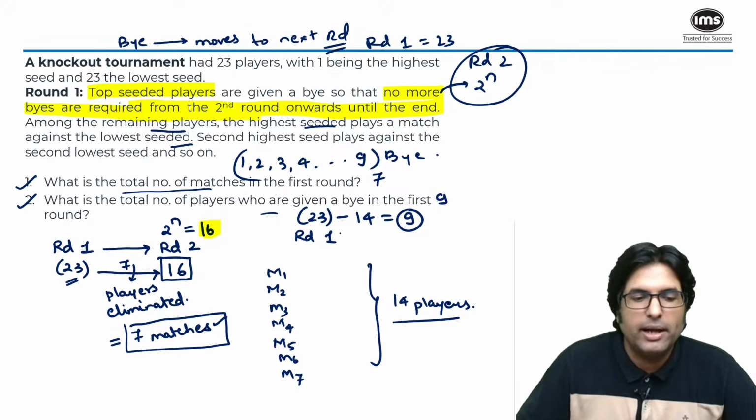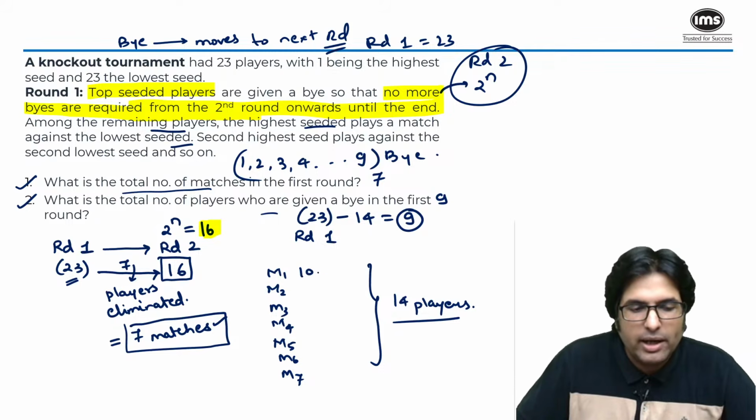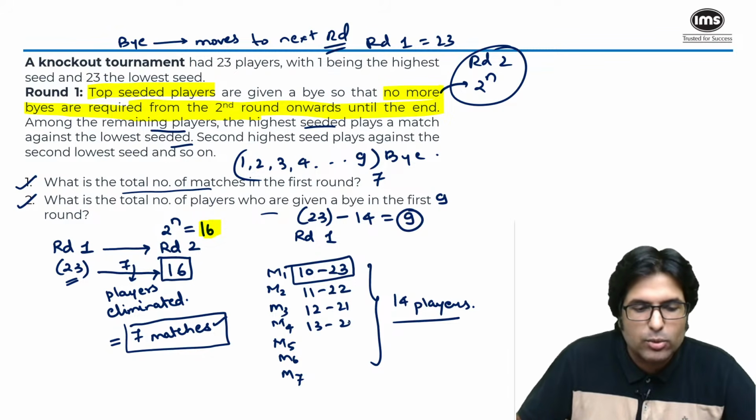So who is the best ranked player now? 10th. So 10th ranked player would play against 23rd ranked player as match number 1. 11th ranked player would play against 22nd ranked player. 12 would play against 21, 13 would play against 20, 14 would play against 19, 15 would play against 18, and 16 would play against 17.